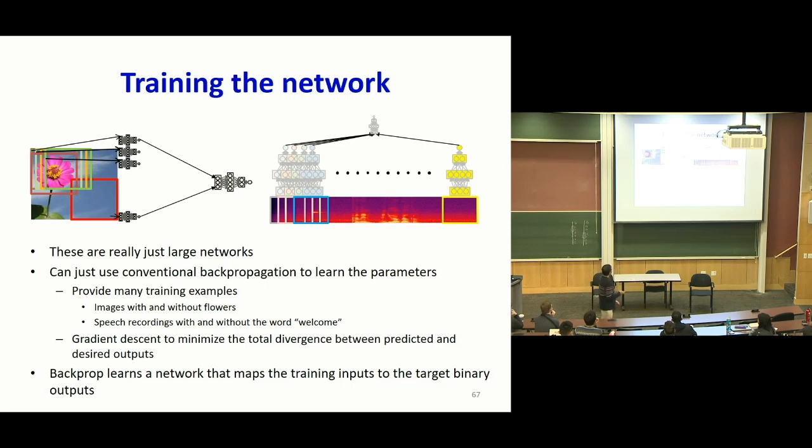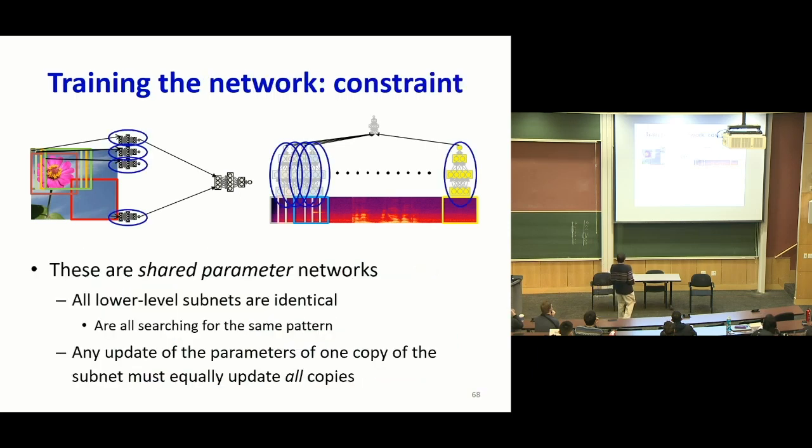Make sense, right? So the one constraint is that this is what we will call a shared parameter network. What I mean by a shared parameter network is that all of these subnets are identical. So also all of the subnets that look at each of these windows are identical. So you have a shared parameter network, which means that anytime I train my network using backprop, if I just treat the whole thing as one giant network, if I make an update to this copy, then I must make identical updates to every other copy over here because they're all the same network.